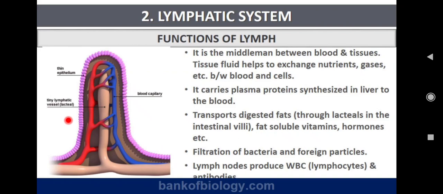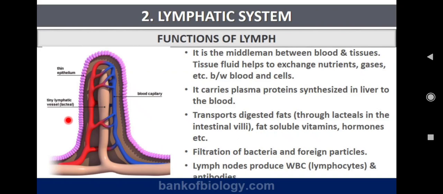It carries plasma proteins synthesized in the liver to the blood, because the plasma proteins, albumins and globulins, are produced in the liver only. So later, these proteins will be carried from the liver to the blood, because blood is made up of plasma. Plasma contains these plasma proteins. Got it? Yes.